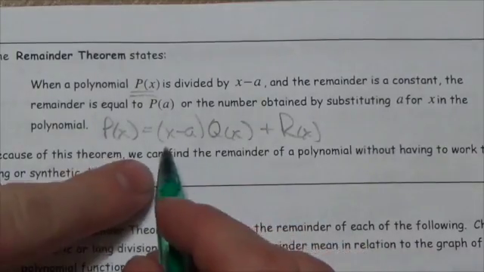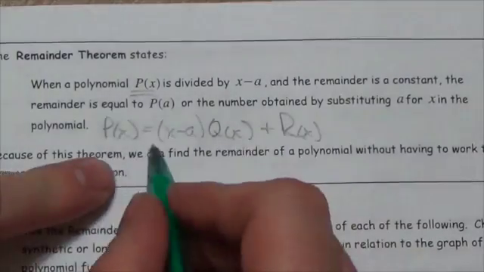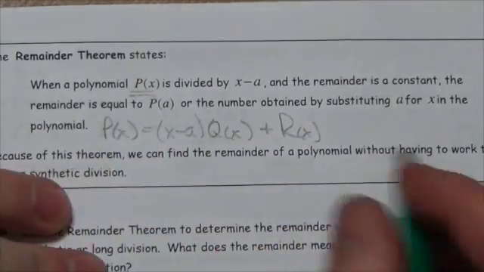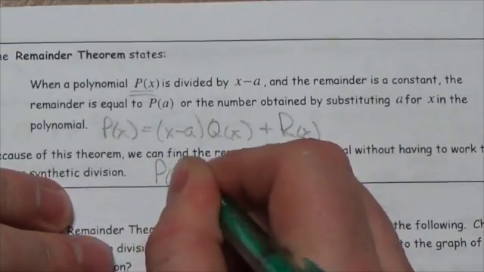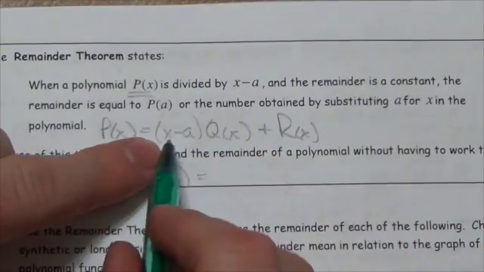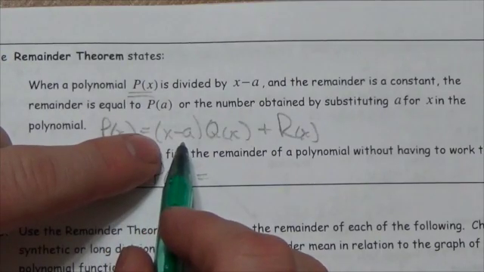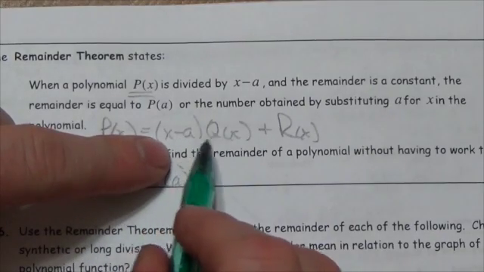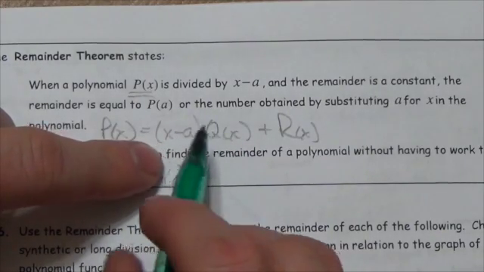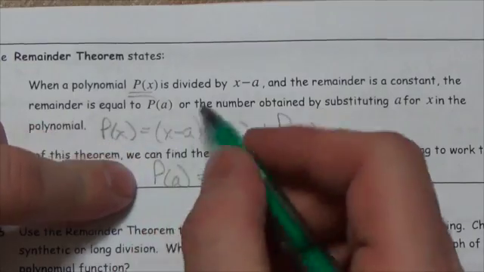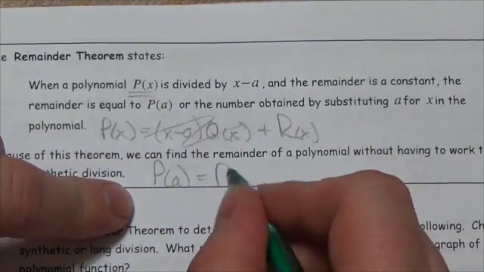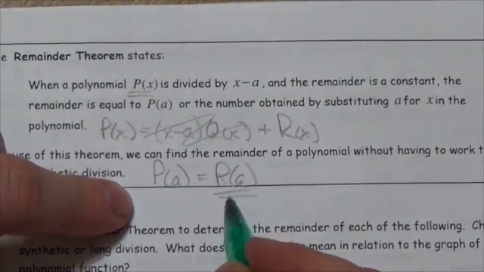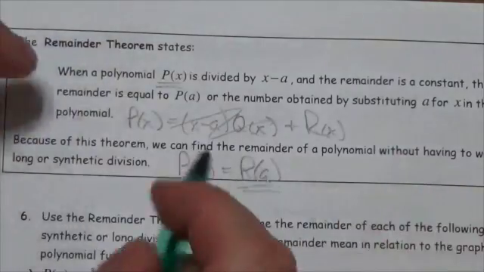Now, watch. If we replace x with a, the number that makes the divisor equal to 0, you get P of a is equal to, well, what will a minus a be? P of a is going to equal a minus a times q of a. It doesn't matter what q of a is. A minus a goes to 0. This whole thing would go away, and you'd simply be left with your remainder at a. The whole thing drops down to the remainder. That's the essence of the remainder theorem.